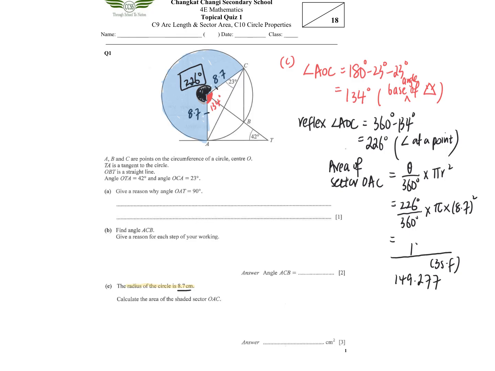149.277, so 149, cm square. Okay? This is the 5SF. If you are unsure how many significant figures to round off, always give me more than 3. If you give me more than 3, I give you full credit. Anything less than 3, then I minus marks.